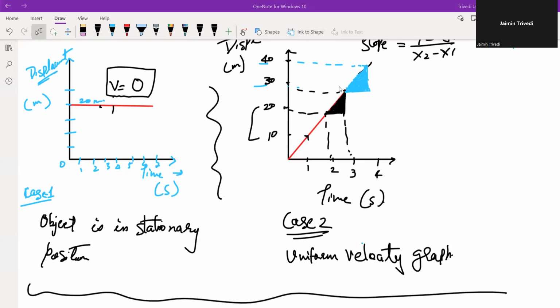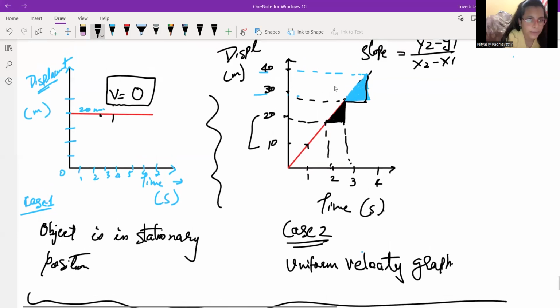Okay, which one didn't you understand? Sir, no, sir, like it's uniform versus non-uniform. Uniform means it's increasing uniformly. Uniform velocity shows it is increasing uniformly. See this? If it is increasing uniformly, that is acceleration.